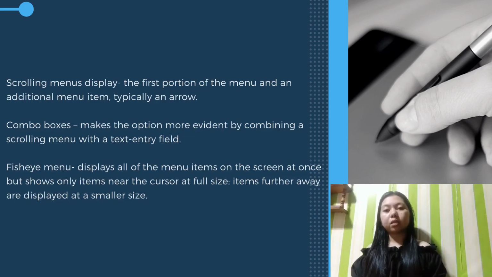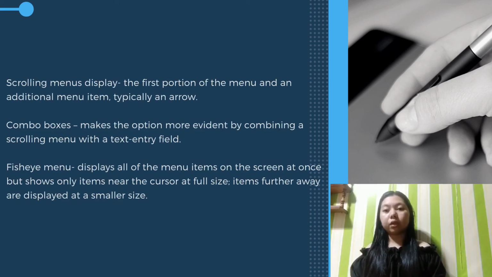Combo boxes make the option more evident by combining a scrolling menu with a text entry field. Users can type in leading characters to scroll quickly through the list. Another alternative is the fisheye menu, which displays all of the menu items on the screen at once but shows only items near the cursor at full size. Items farther away are displayed at a smaller size.